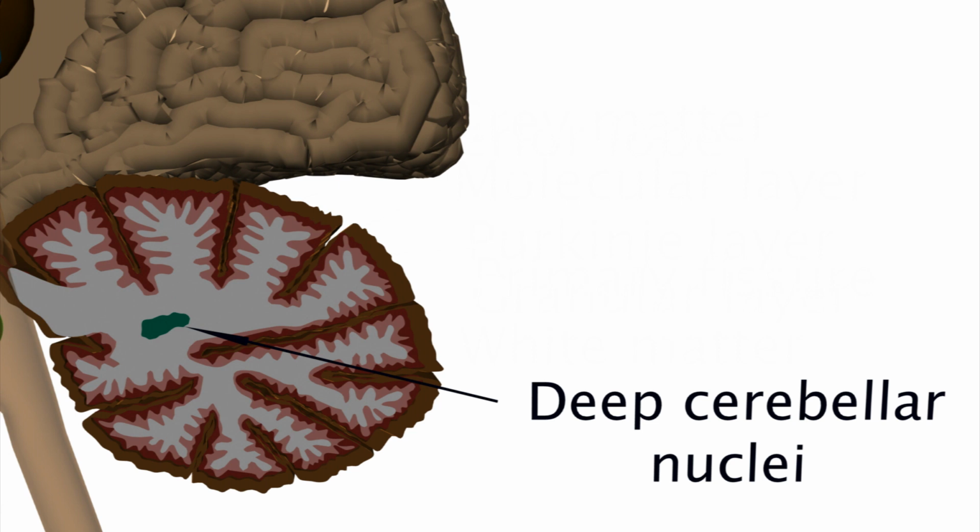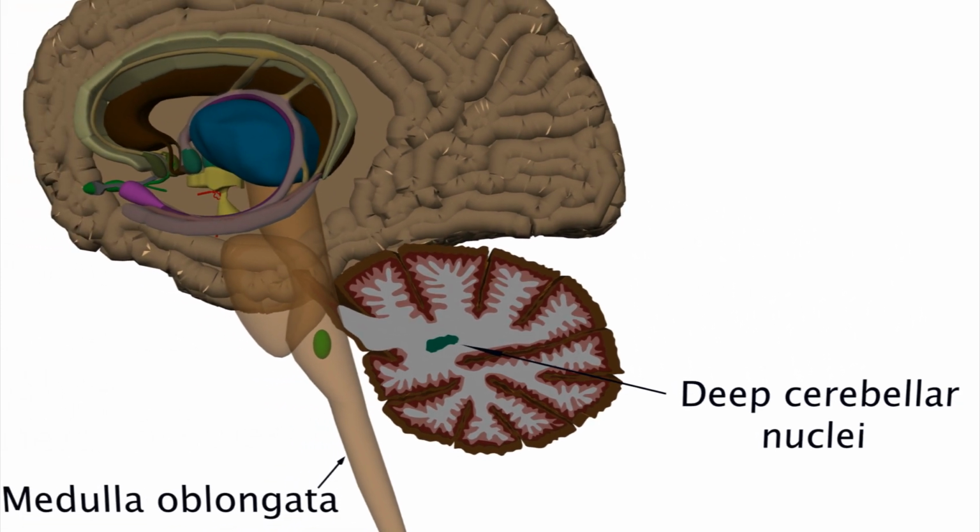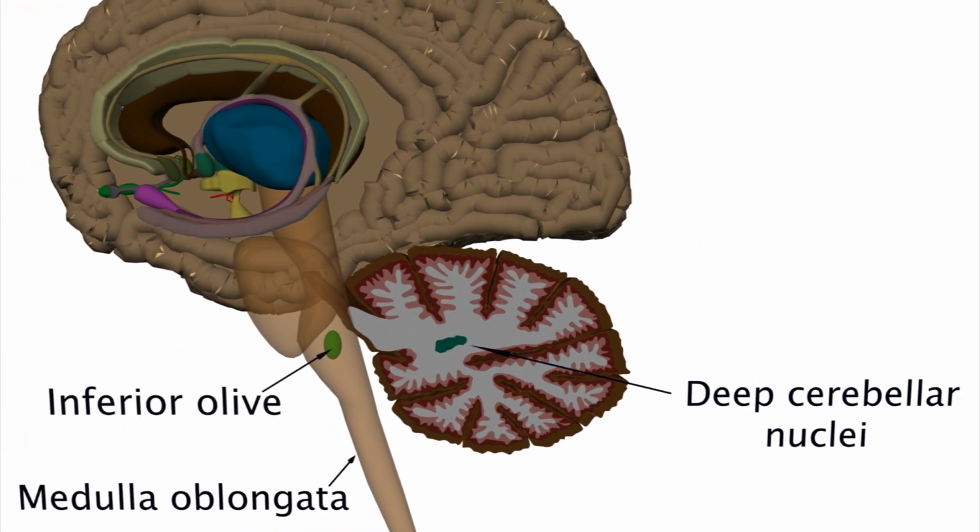All inputs of the cerebellum come either from the medulla oblongata or from the inferior olive. The inferior olive is located outside the cerebellum, below the pons, within the medulla oblongata.